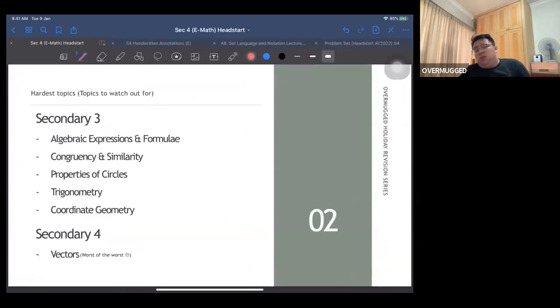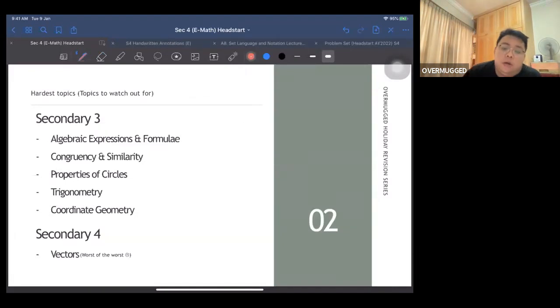Also, vectors was last year's and two years ago's topic. It's the common last topic that was taken out of O levels, so for two years it wasn't taught. Right now, if COVID gets better and everything, then of course vectors will come back into the syllabus.